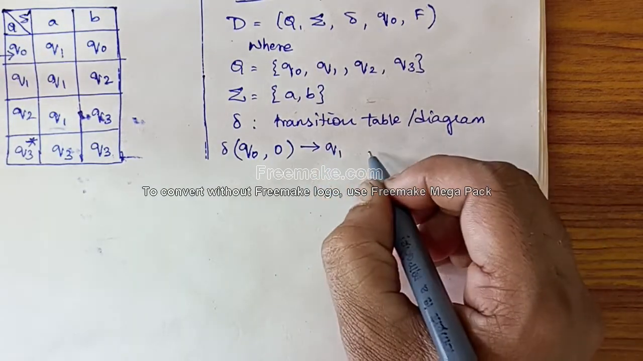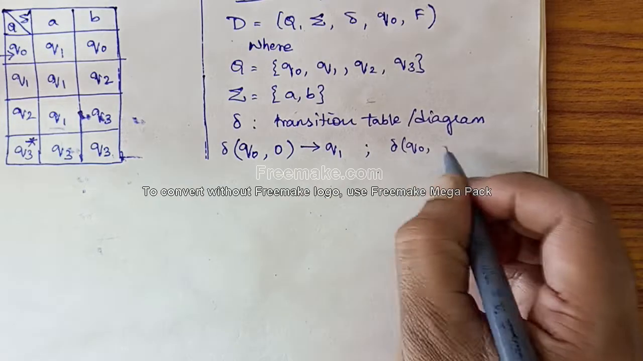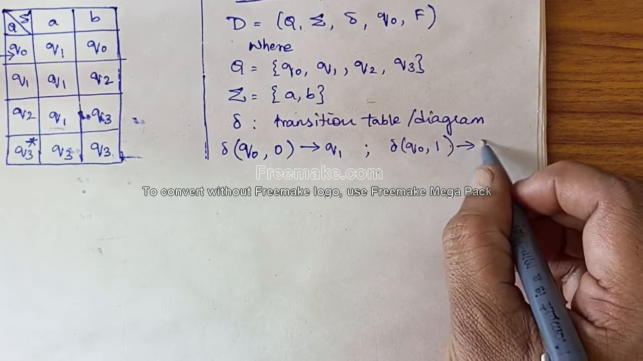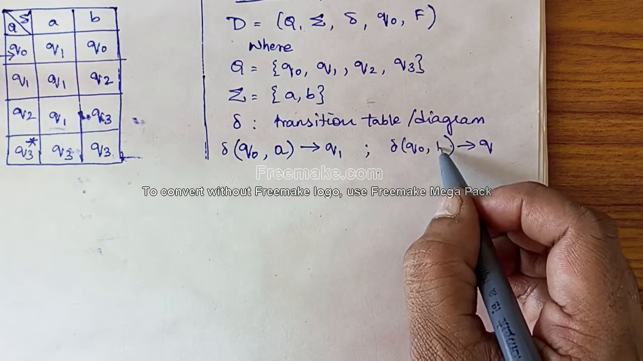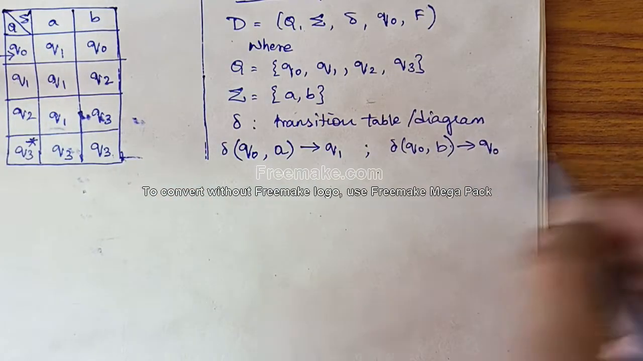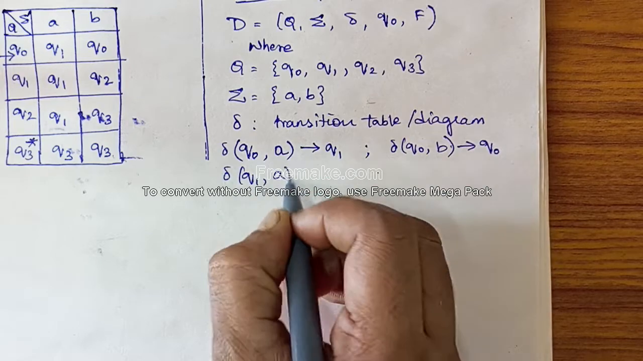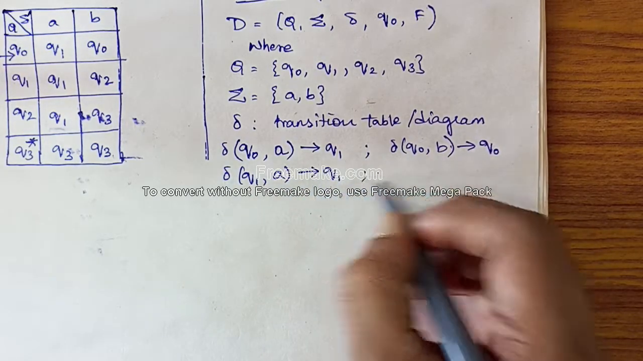So there are many representations. Q naught on receiving a 1 goes to... this is A and this is B. Q naught on receiving a B goes to Q naught. Q1 on receiving a A. I'm just looking at the table and writing.